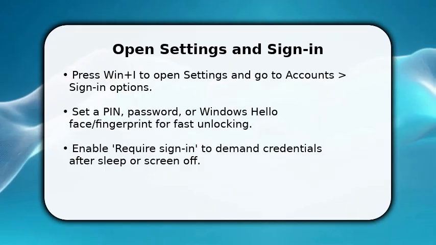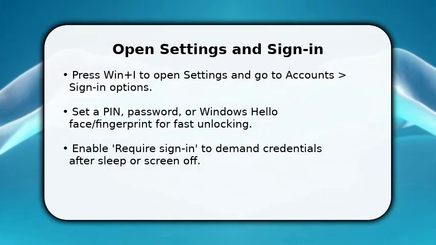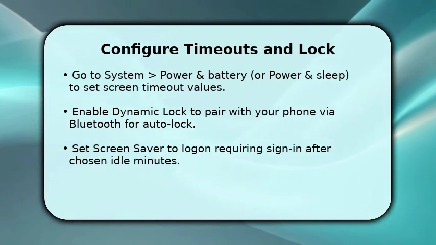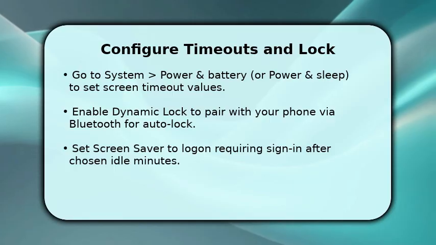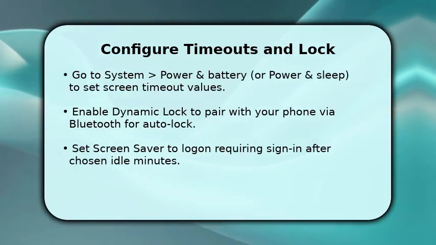Make sure you have administrative rights because some options require them. If not, ask your admin before proceeding. Next, adjust how quickly the screen locks by going to System and Power and Battery, then set the display and sleep timers to short intervals so the lock triggers fast.